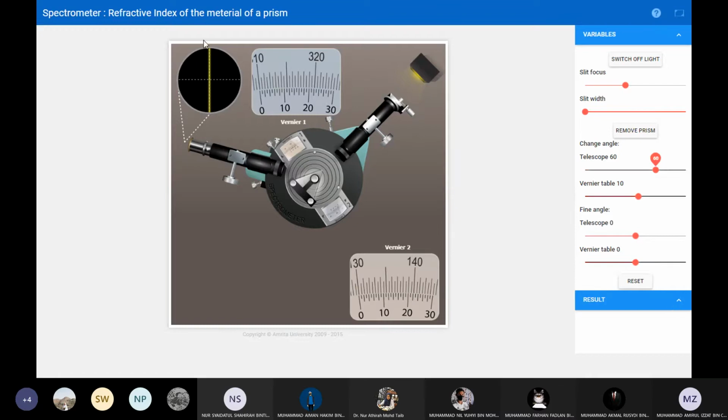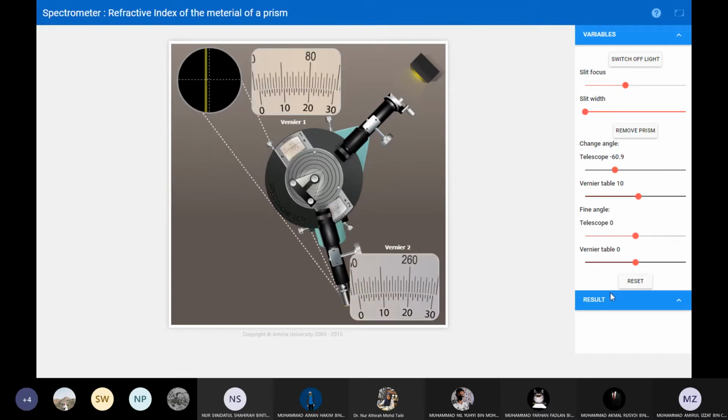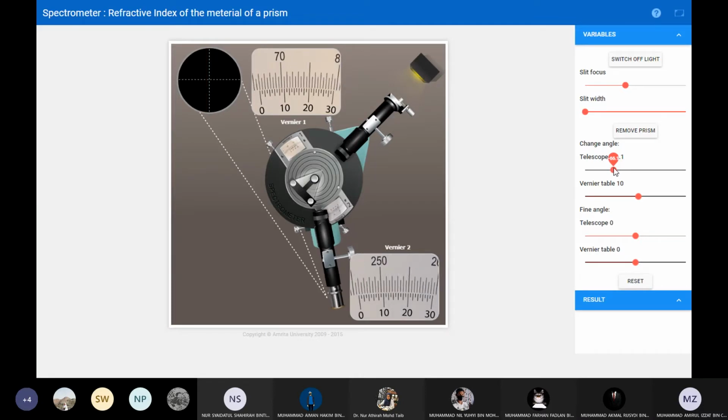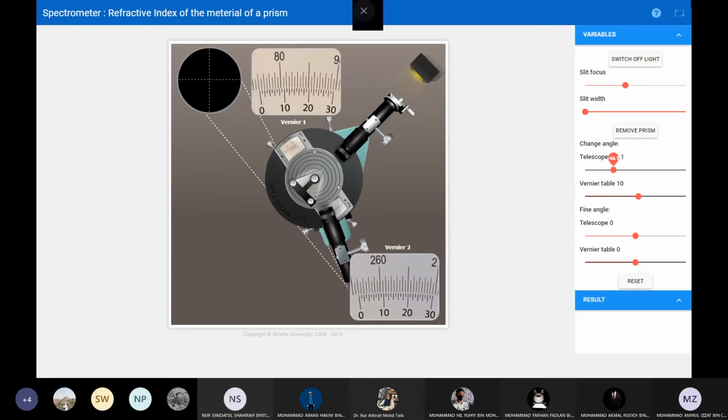Okay. And then after we got the coincide, we record the reading when the 1 and when the 2. After we record the reading, we move to next phase, opposite phase, and do the same. We get coincide and we record the measurement reading. That's all from me.